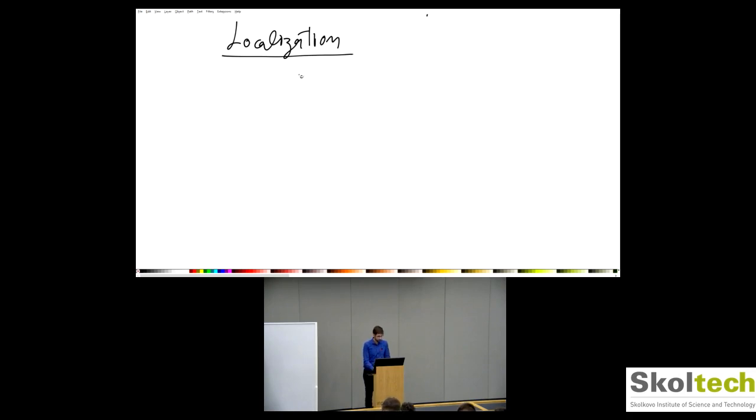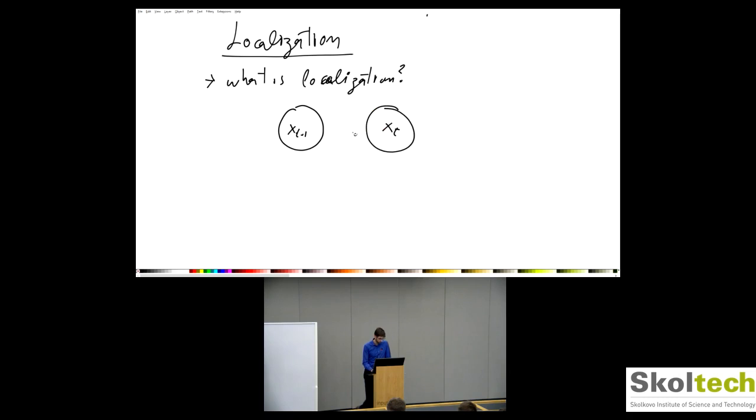In this case, localization is just going to be the following problem. So, what is localization? For this, I'm going to write a graphical model. Here we have our past state. Here we have the state that we want to estimate. We have discussed that for filtering, we will just be estimating this last state. Here we have some actions.